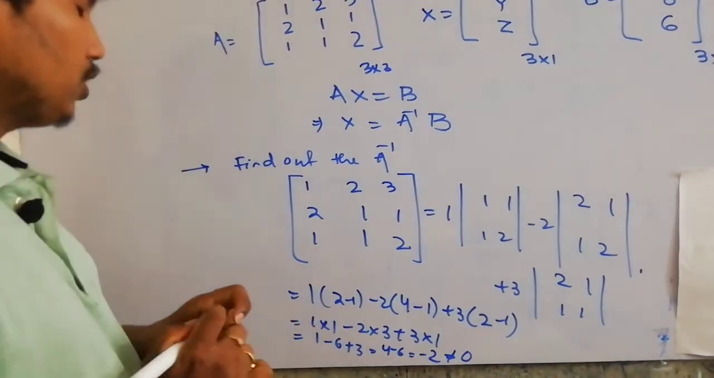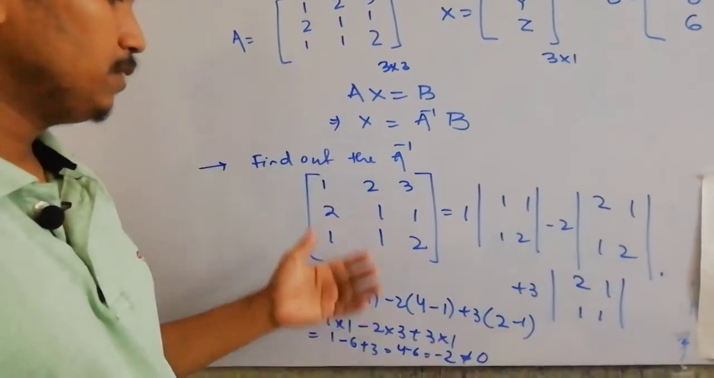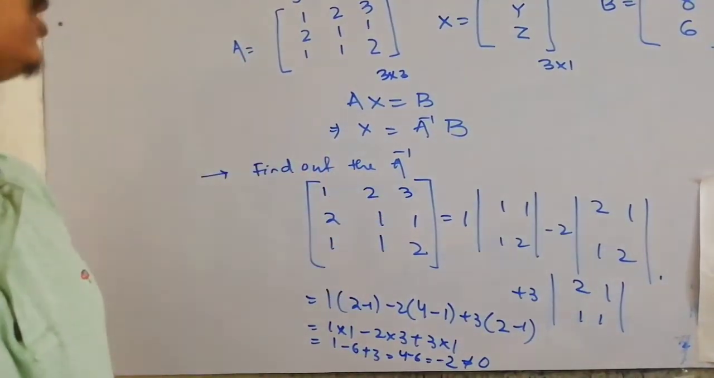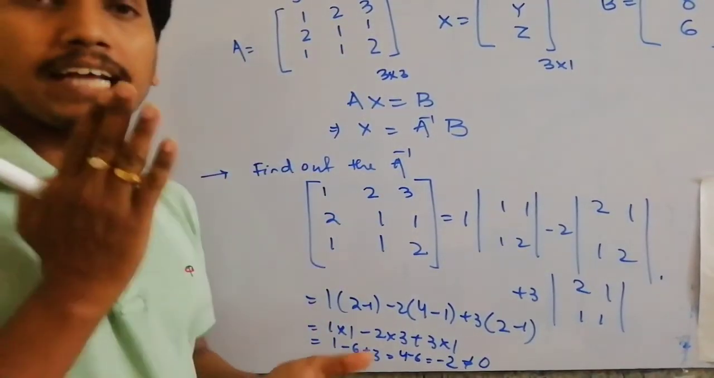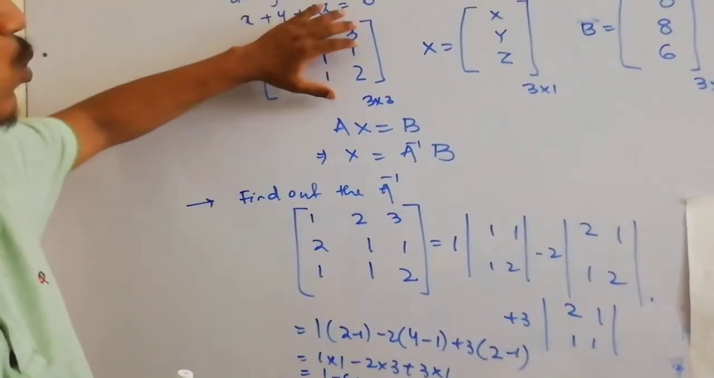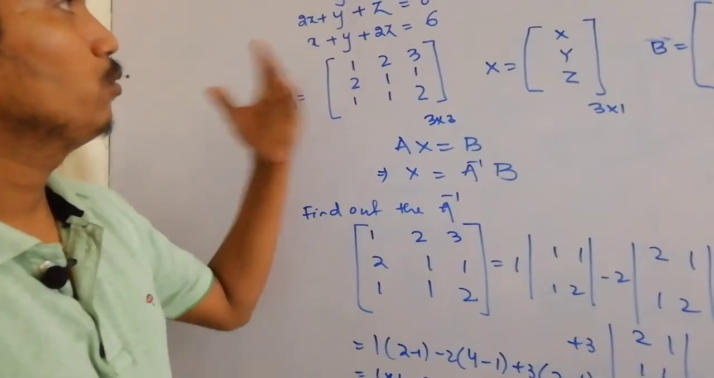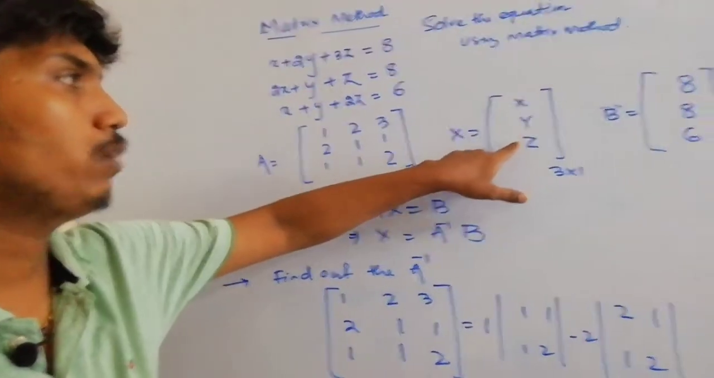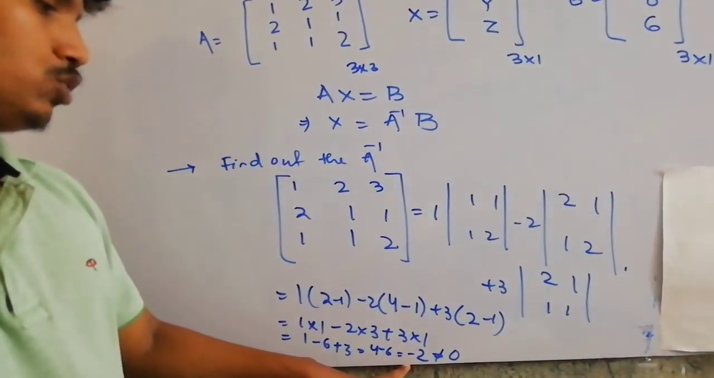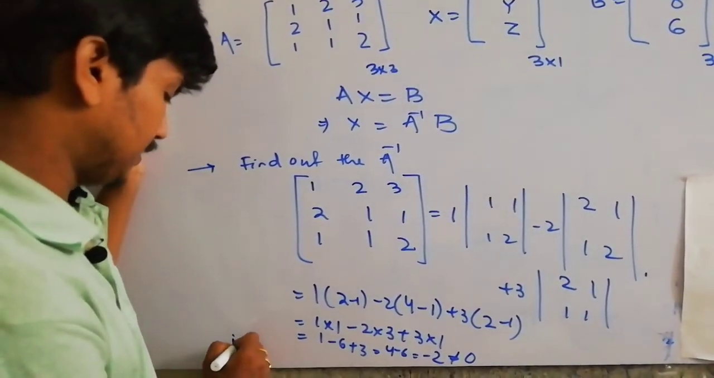So here the determinant value of this coefficient matrix is not equal to 0, that means the matrix is invertible. You can find the value of the inverse, and that's why you can find the value of x, y, z. So first thing is you have to find out the determinant value of the coefficient matrix. If the determinant value of the coefficient matrix is not equal to 0, then you find out the value of x, y and z. So now the determinant value of this coefficient matrix is not equal to 0. So you can write here: inverse exists.